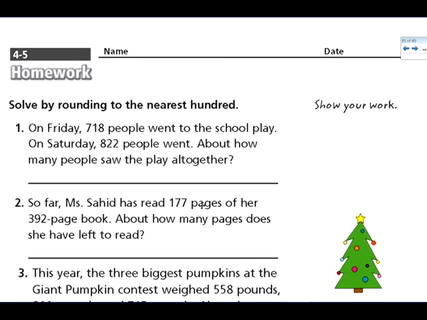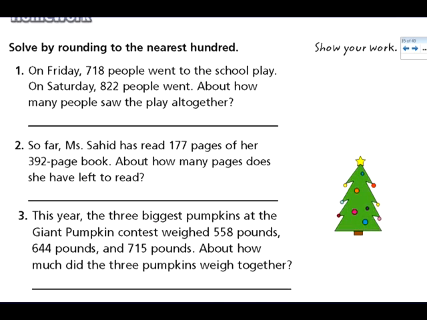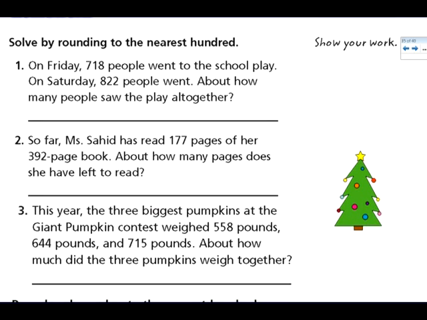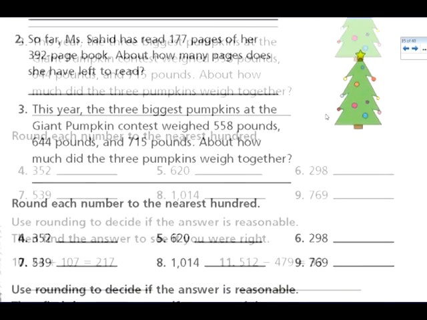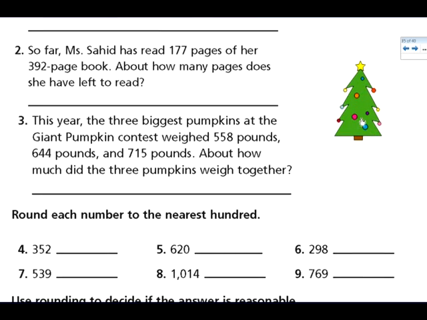Well, that brings us to the end of our lesson. Our homework tonight will be solving to the nearest 100. And there's a couple problems here where you have to add the two numbers by estimating. You're going to take 718 and 822 and round them. Estimate 700 plus, what's 822 closest to? 800. Remember this word about how many. And round each number. There's about 15 problems there that you can do on your own. We'll be checking our answers in class.